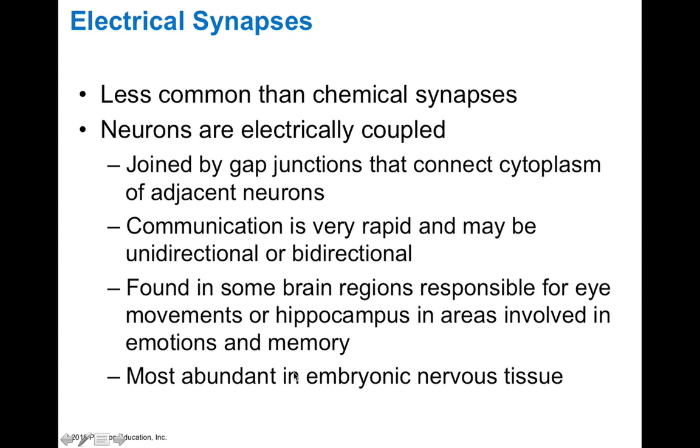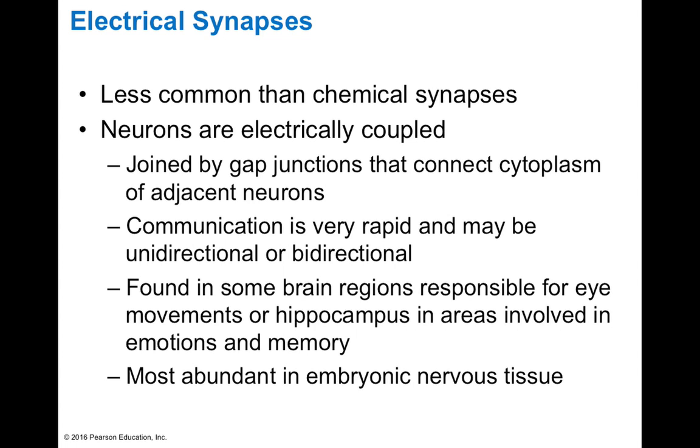The most abundant type of synapse you find in embryonic tissue is the electrical synapse, and this is because of rapid information transfer. However, in adults, you find that electrical synapses are more rare. However, they are faster than chemical synapses.